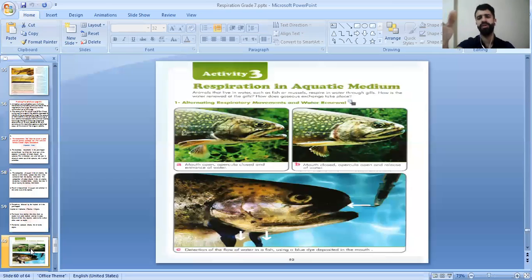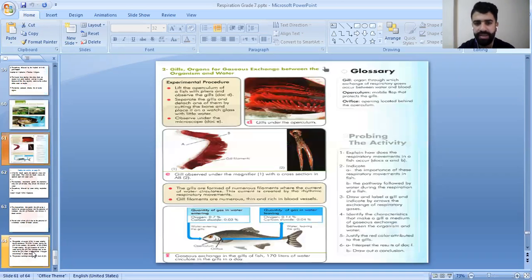Now, we're going to move to respiration in the aquatic medium. Here, if you see figures A and B: in A, the mouth is open and the operculum is closed. This is called inhalation. While in figure B, the mouth is closed and the operculum is open. Here we're talking about exhalation. Okay, so you have to pay attention to this.